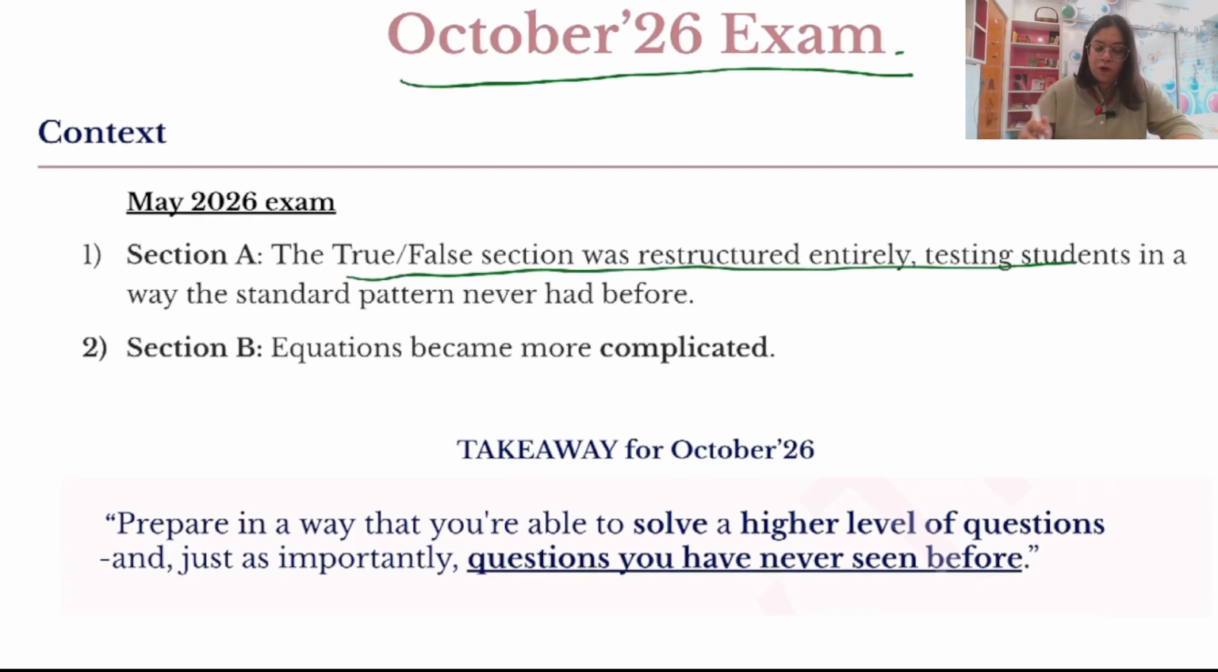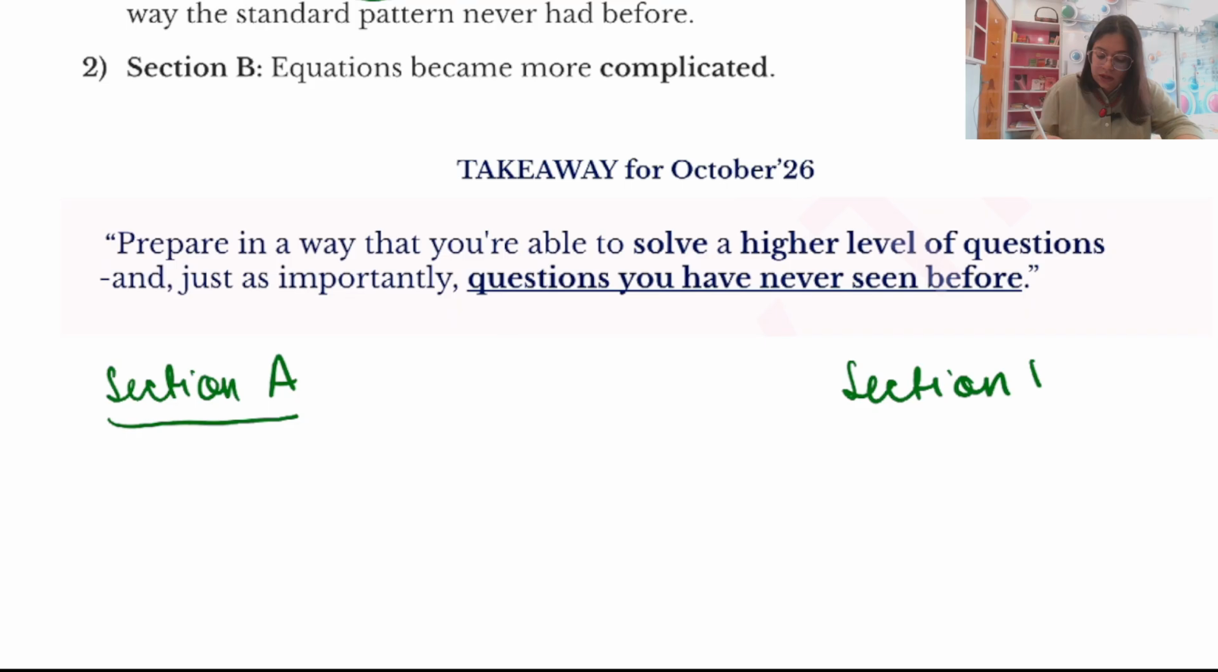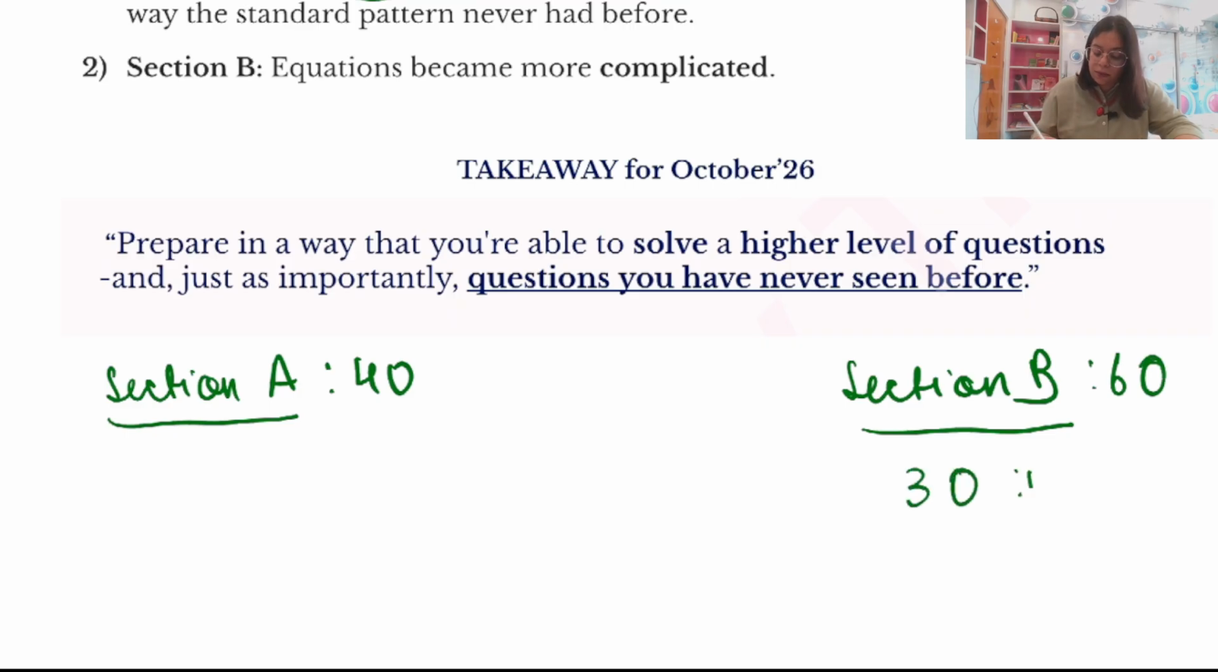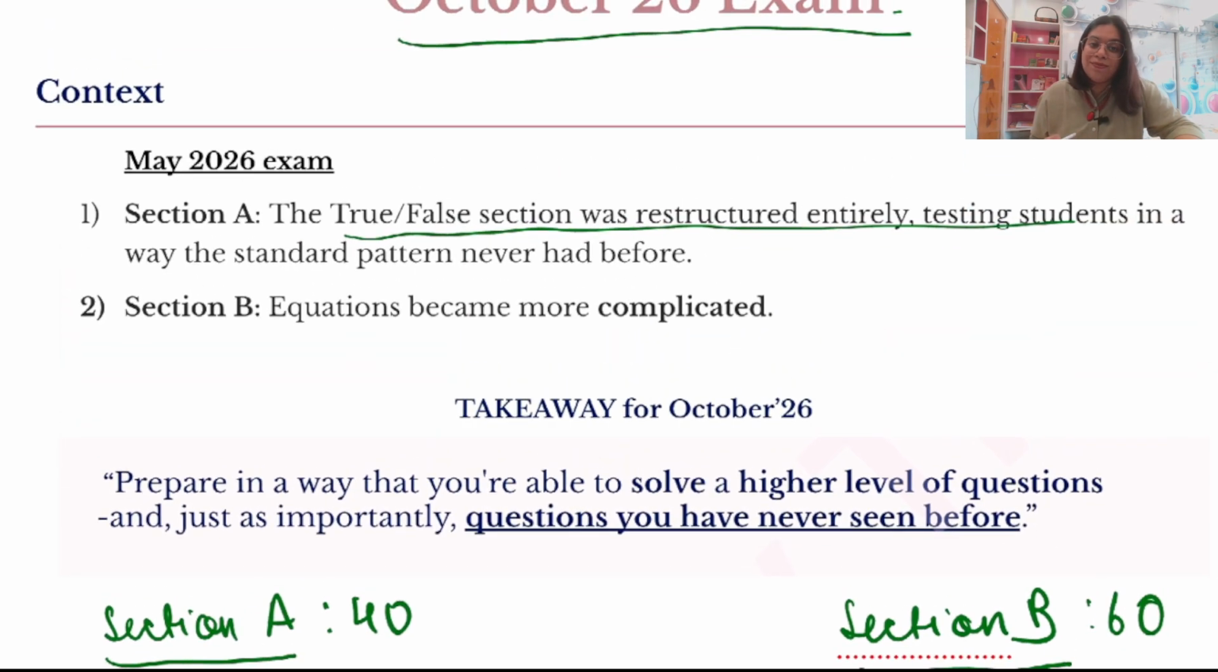So, a little brief on how your exam is structured. It has two sections, section A and section B. Section A is of 40 marks and has true and false. Section B is of 60 marks and has one 30 marker on micro and another 30 marker on macro. And from this year, instead of 8 true and false, we have 5 questions of 8 marks each, because the university requires you to now write in detail since the true and false are also being handwritten.